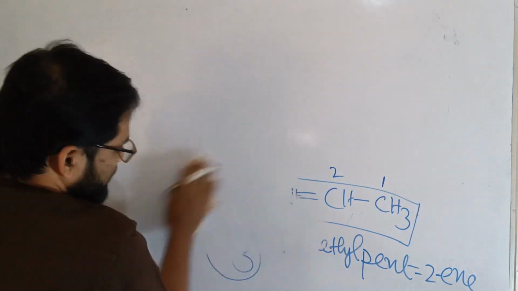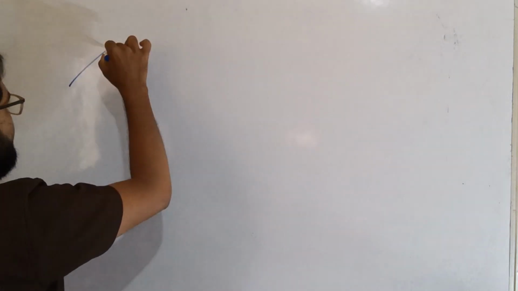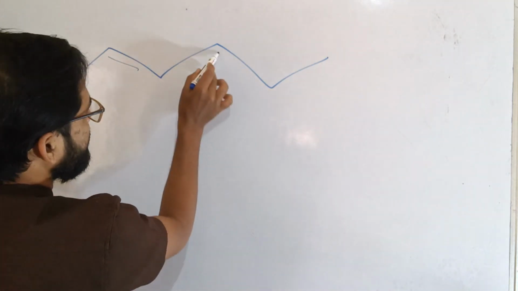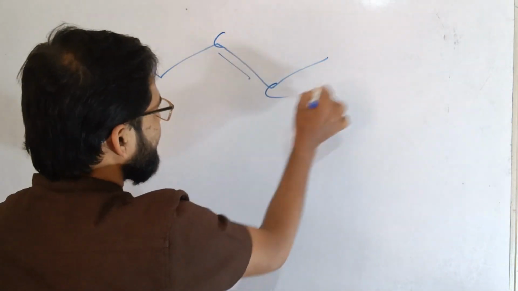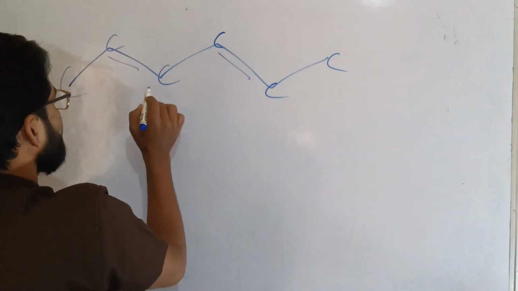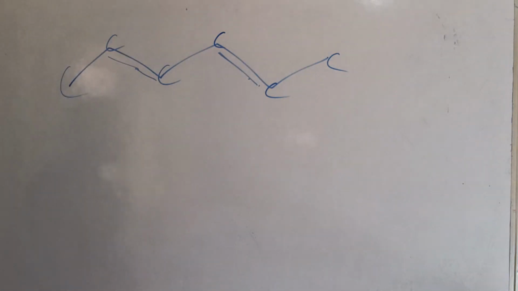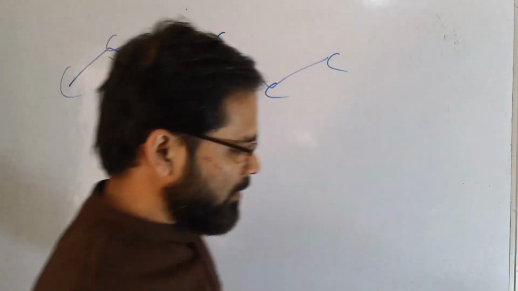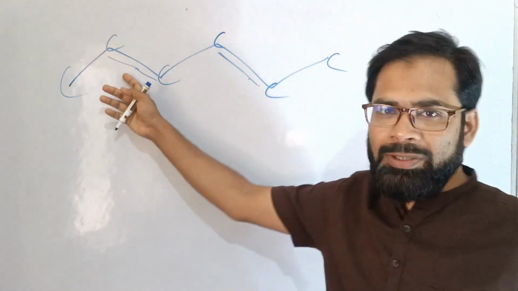If we see multiple double bonds, let's say this thing, it means here carbon, carbon, carbon. So how many carbons are here? 1, 2, 3, 4, 5, 6. Two double bonds, at 1 and 2.